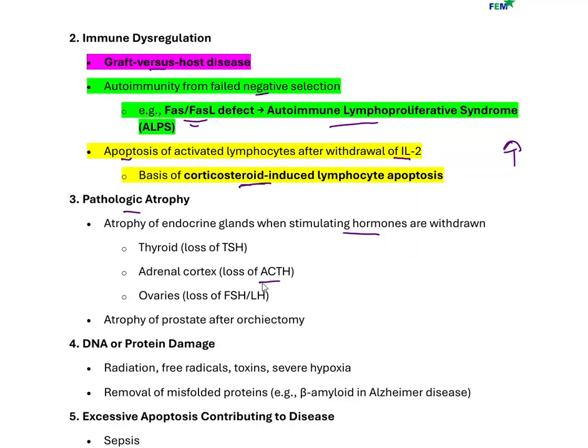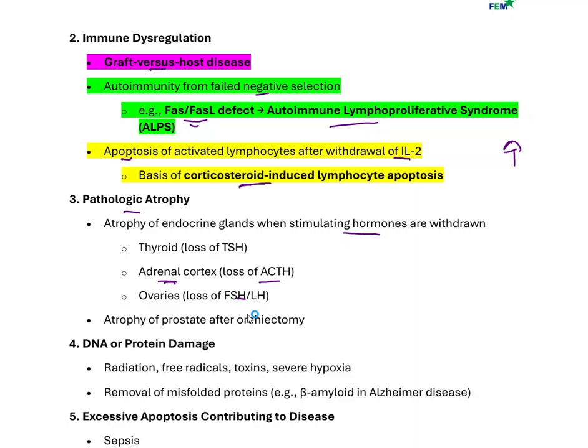Also loss of ACTH. Remember, ACTH normally stimulates the adrenal cortex. So if you lose that ACTH, then that could lead to what? Adrenal gland atrophy. So causing apoptosis leading to atrophy. Also loss of FSH-LH, right?